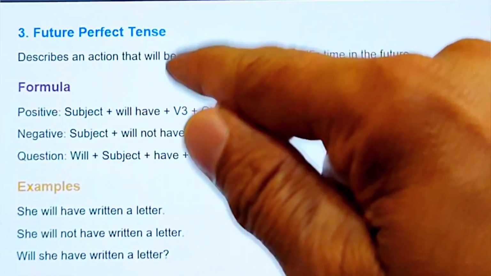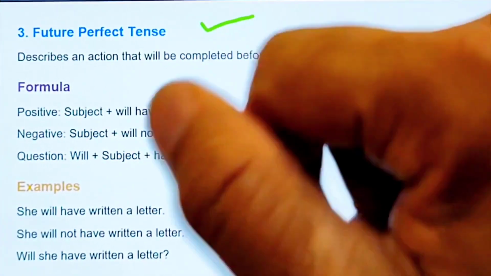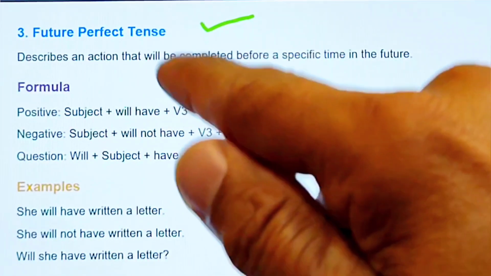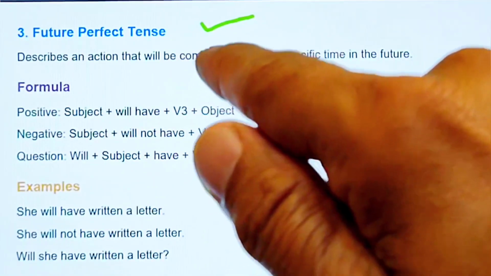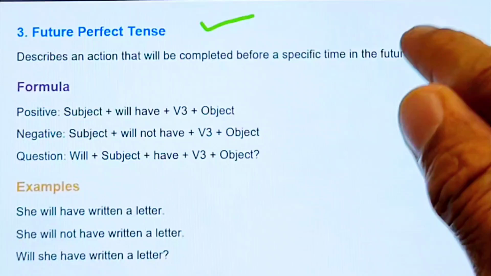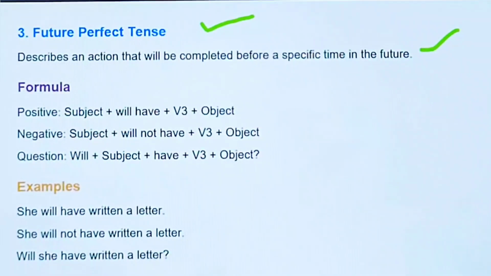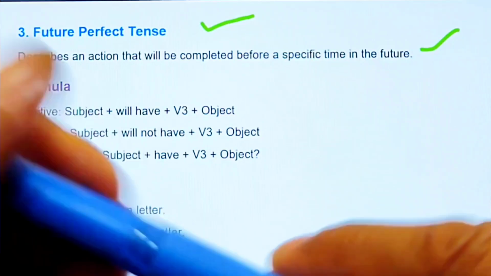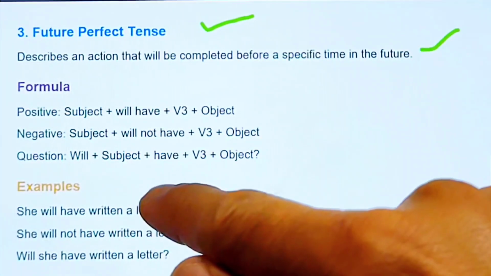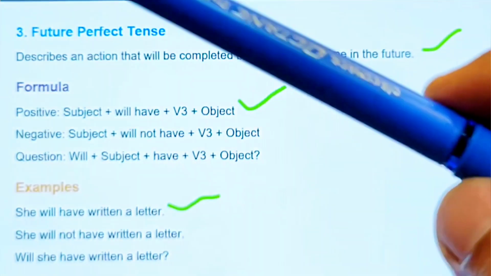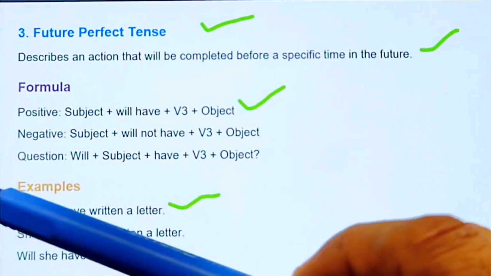Next tense here is future perfect tense. The definition here: it describes an action that will be completed before a specific time in the future. Let's take an example. The first example is for a positive sentence, and the formula is here for this sentence. Let's explain the example here.